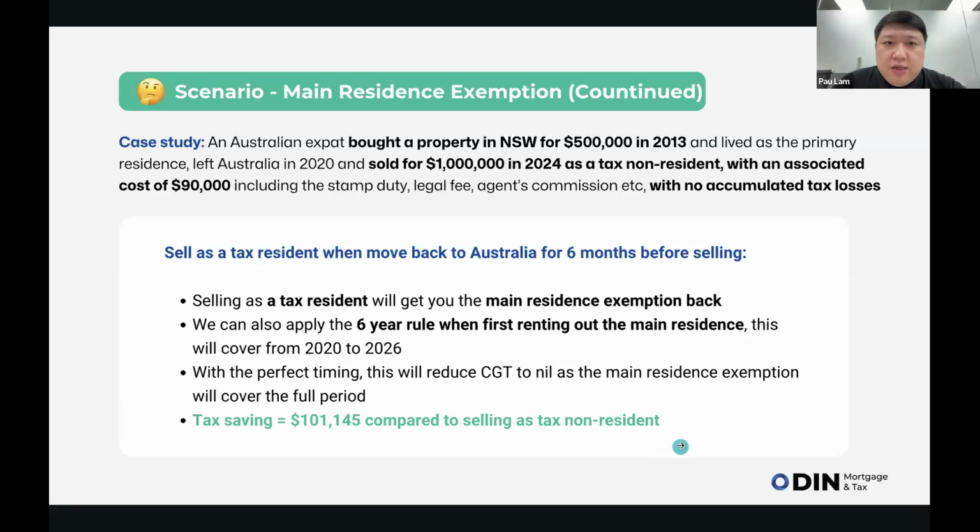Unless you're under urgency and really need to sell the property, my suggestion would be to try to hold on to the property which was your main residence, and only sell it when you come back to Australia. That way you can minimize your tax by quite a lot, based on the calculations.